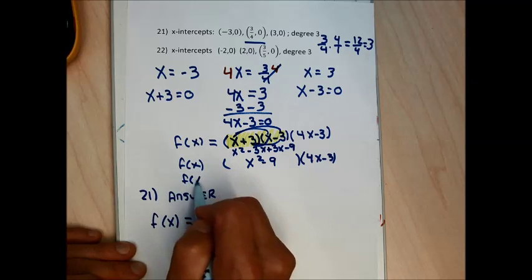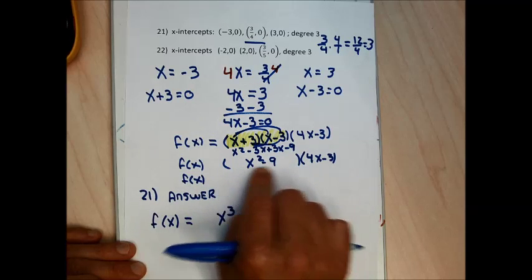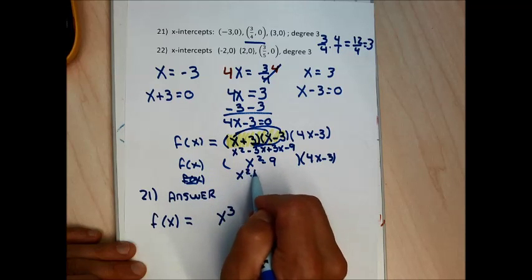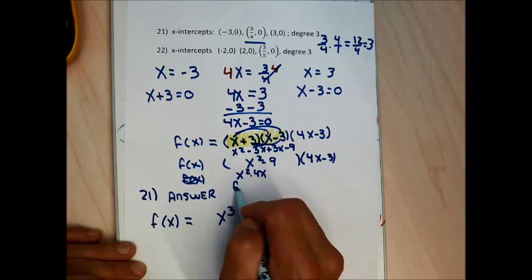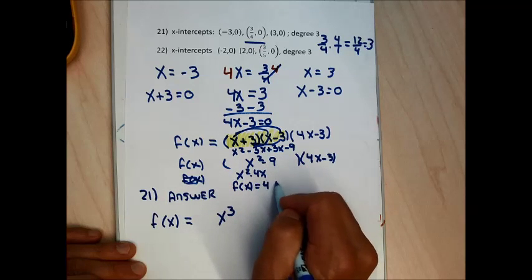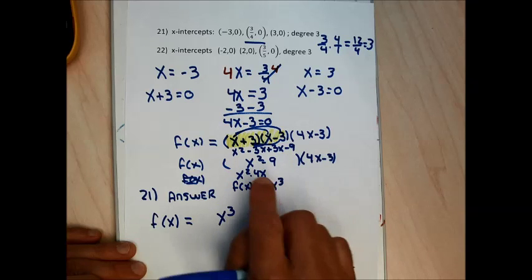One more stage of multiplying out. I'm going to go firsts, x squared times 4x. The 4 is just going to hang out there, and I'm going to multiply an x squared and an x and get an x cubed. So that first is going to give me a 4x cubed.